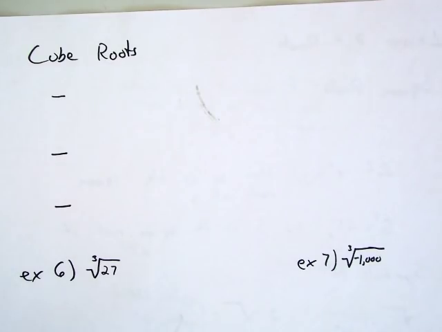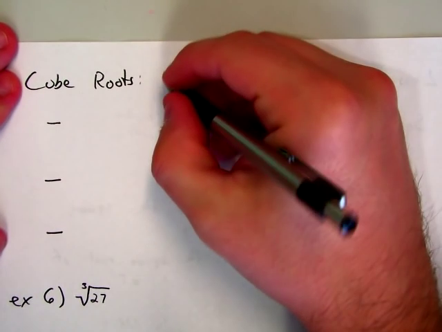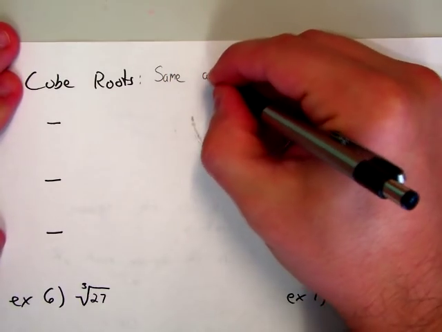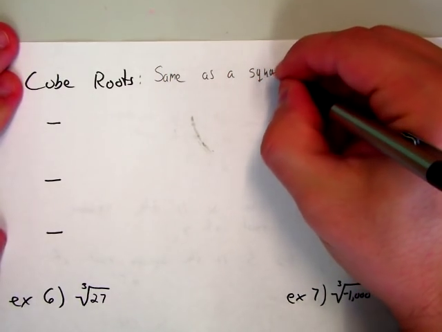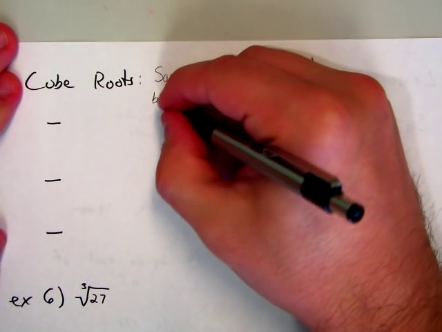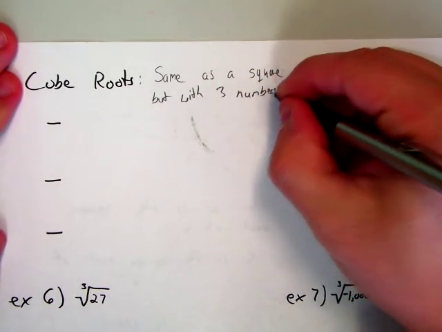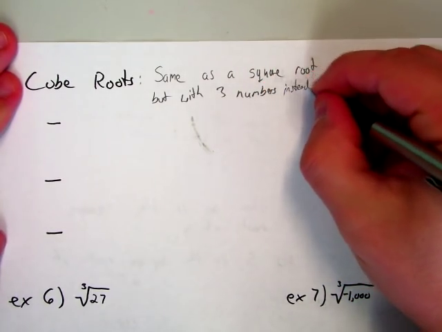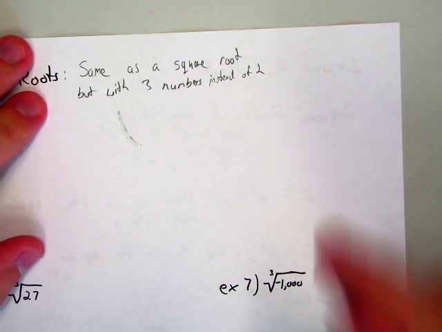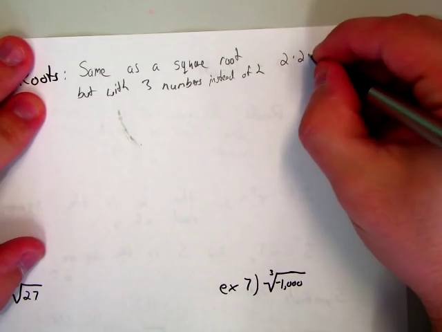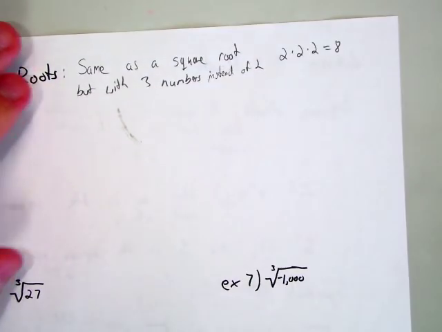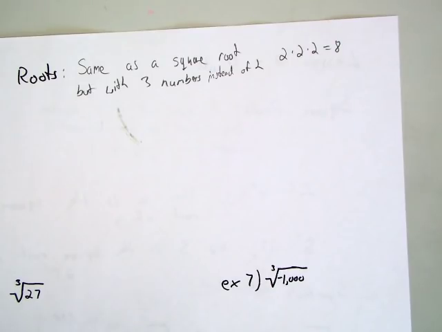Now, cube roots are the very same thing. The only difference is we're not going to have something where it's not a number. So a cube root is the same as a square root, but with 3 numbers instead of 2. So for example, 2 times 2 times 2 equals 8. So 2 would be the cube root of 8.